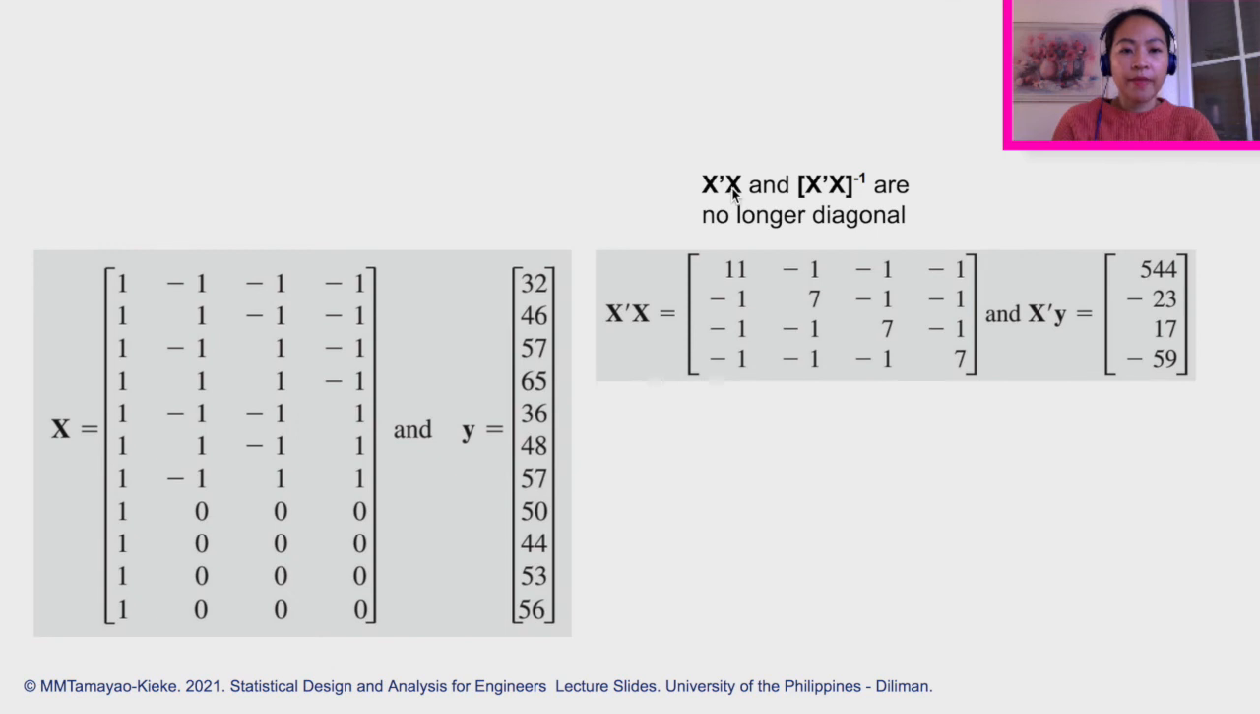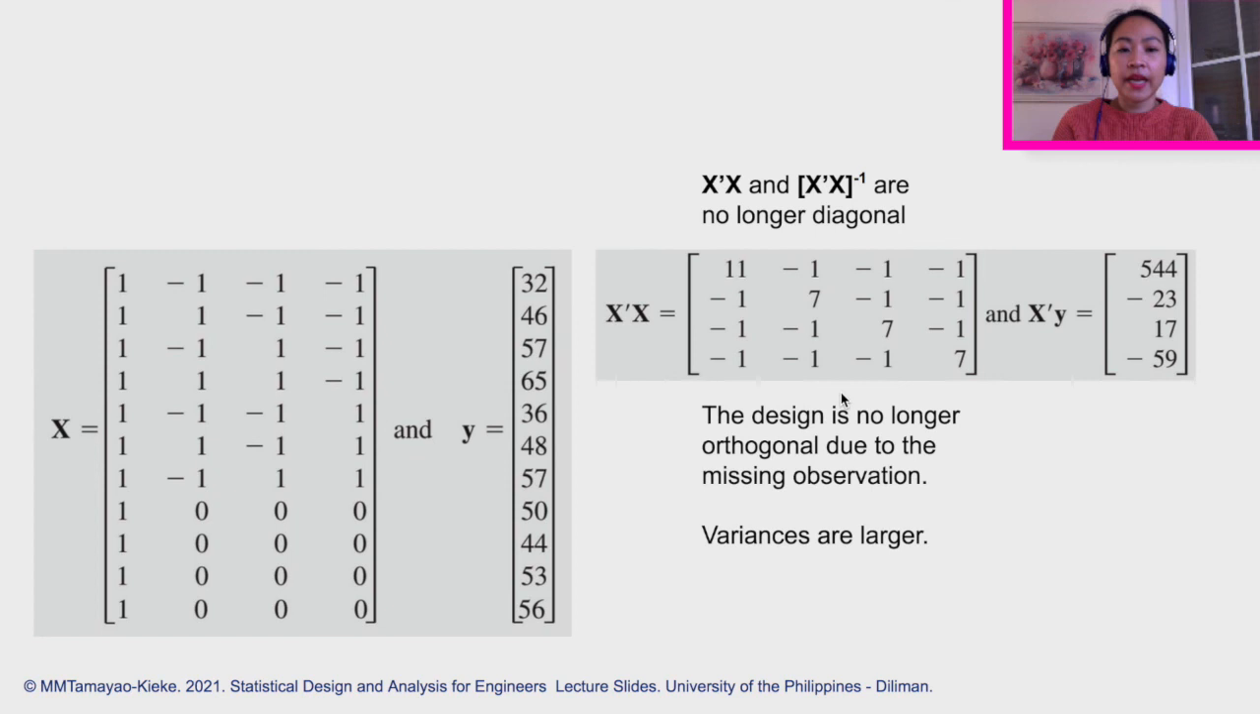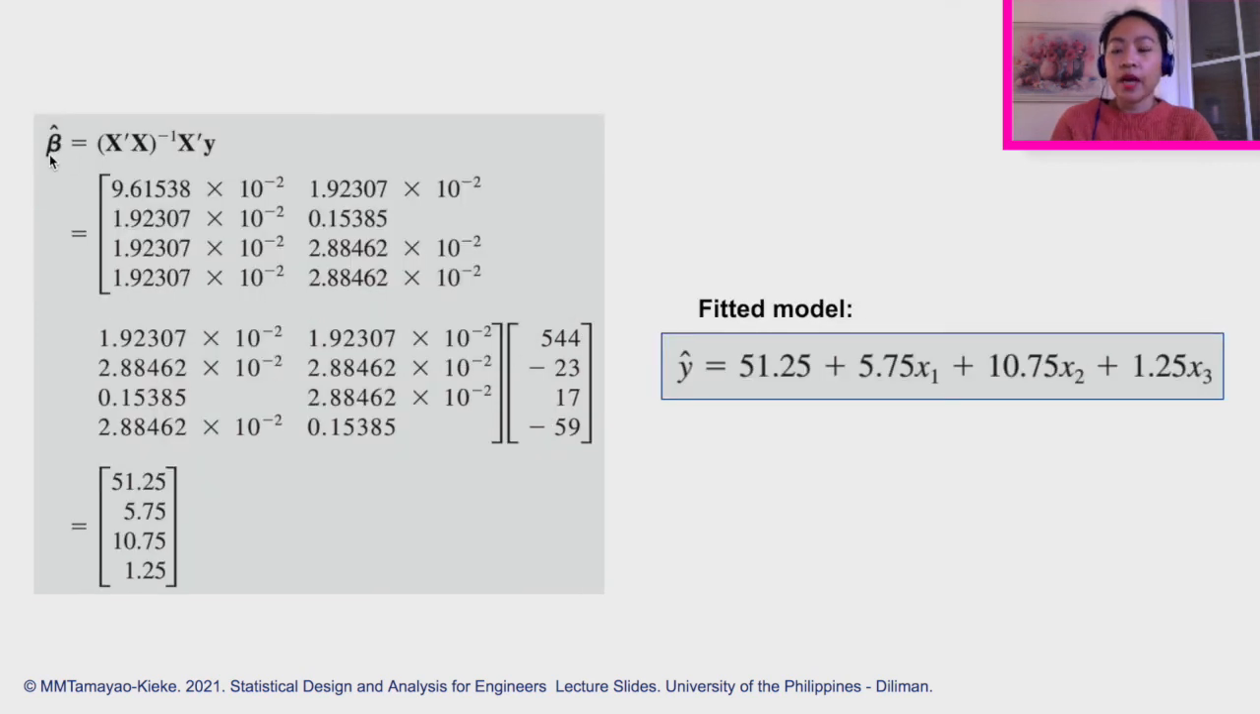Now, X prime X here and consequently the inverse of X prime X are no longer diagonal, as you can see. Therefore, the design is no longer orthogonal due to the missing observation. And you will also observe that the variances are now larger. Anyway, let's proceed to estimating the model parameters, beta hat.